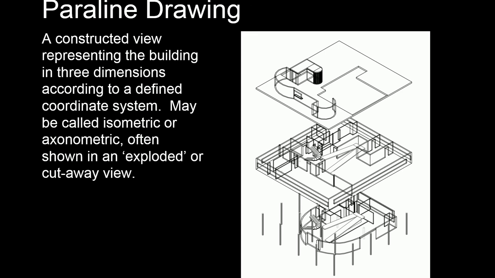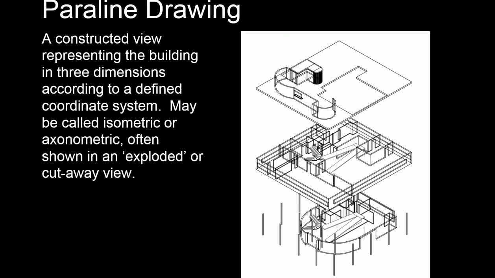This is the Villa Savoye by an architect named Le Corbusier. He was, I believe, Swiss, but practiced in France. So what you're looking at here is a diagram, a Paraline drawing diagram of his 5 points of architecture. All right.